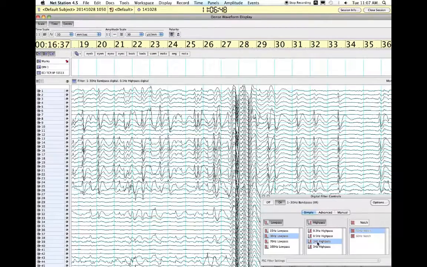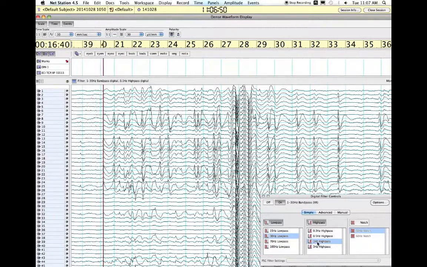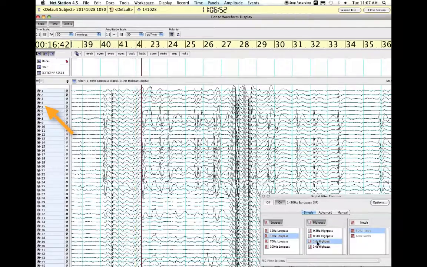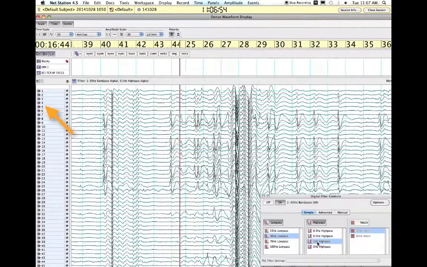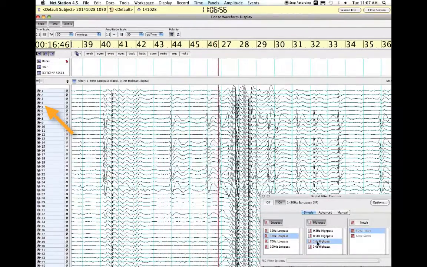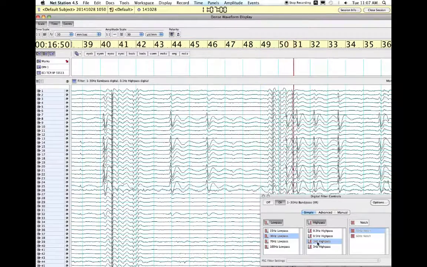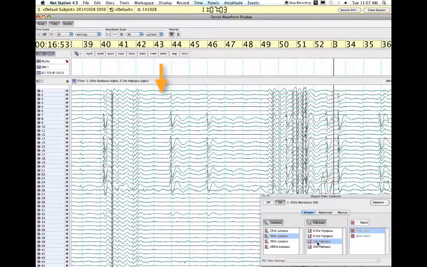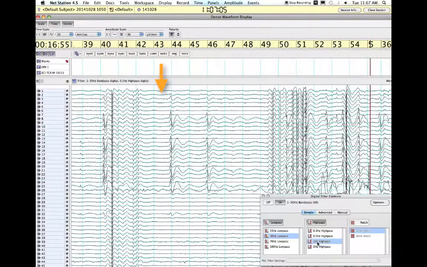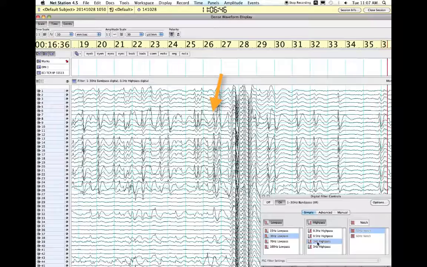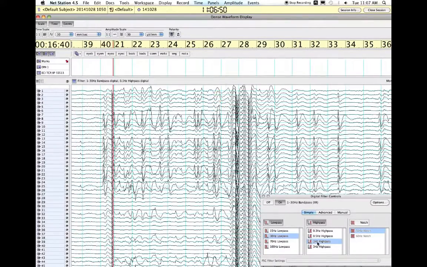This is what the EEG data looks like as it's being recorded on the data acquisition computer. The numbers down the left side correspond to the electrodes on the EEG cap which the participant is wearing. In the actual data itself, you can see the tiny amplitudes which represent the brain activity, and the larger amplitudes represent the muscle movement such as eye movement recorded on the EOG electrodes.